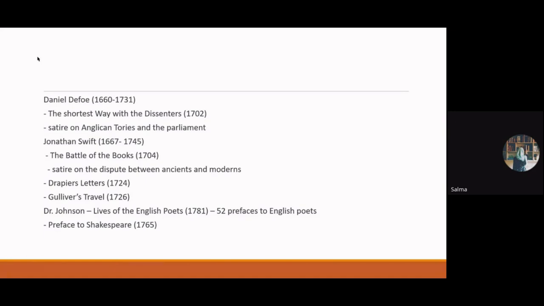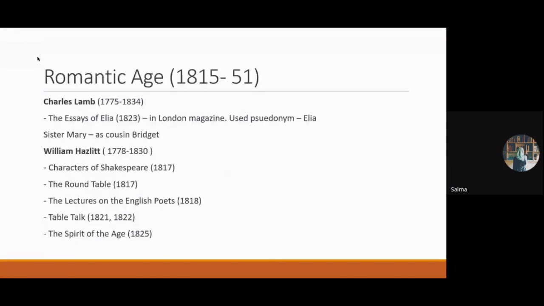Okay. Then moving to Dr. Johnson, he has written Lives of the Poets, published in the year 1781. And in this work, Lives of the Poets, he wrote 52 prefaces on English poets. And he has written the work Preface to Shakespeare, where he was talking about the merits and demerits of Shakespeare, and also how he used tragedy and comedy to make a tragicomedy.